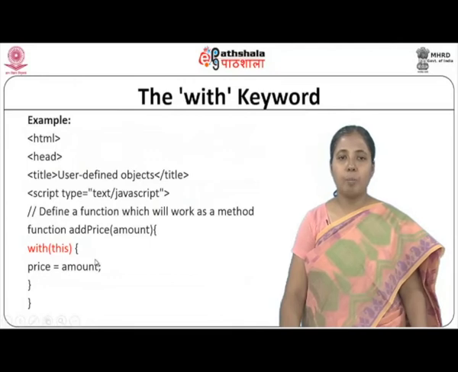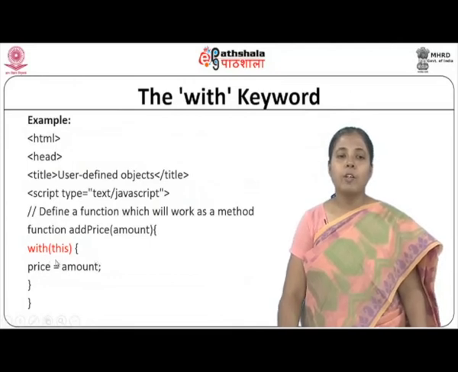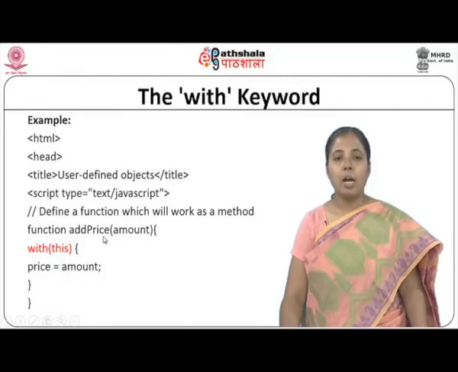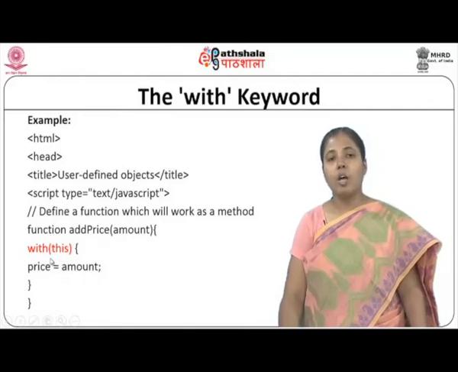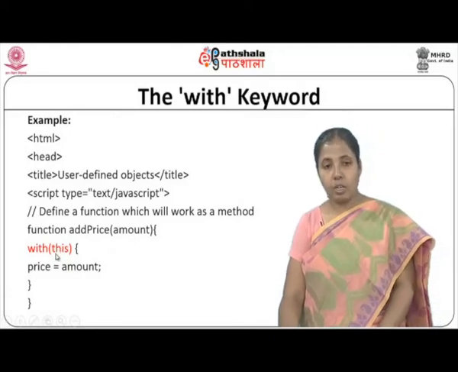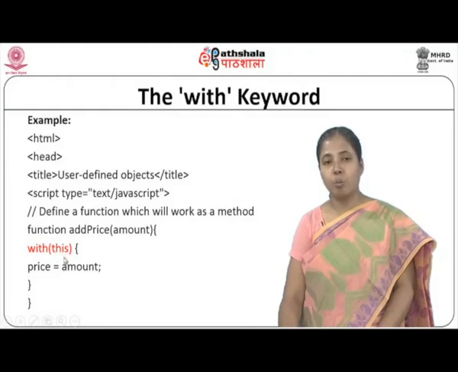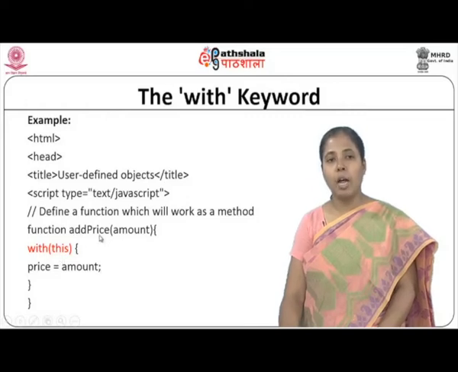So, this is an example here. You can see here you call with of this. You have defined a function called add price which takes an amount, and you want to work with the default object, so you use the keyword with. The keyword this, the this pointer, would normally refer to the object that is invoking this function, add price.